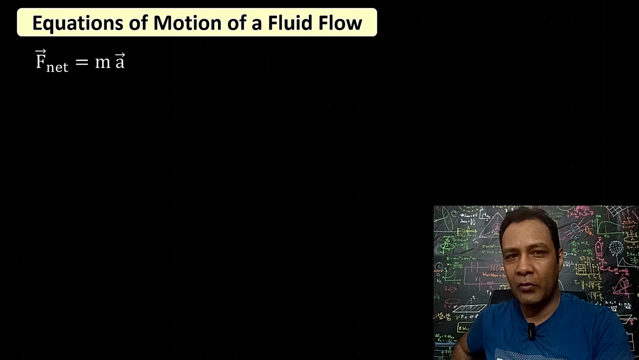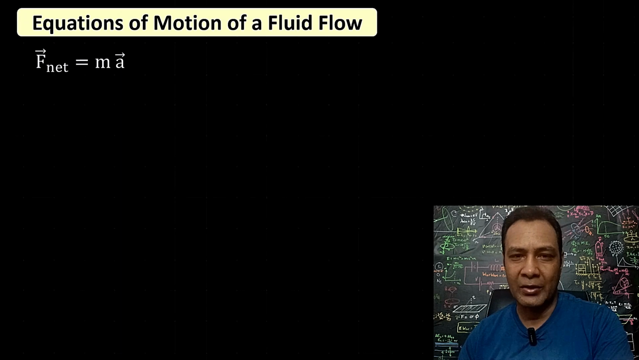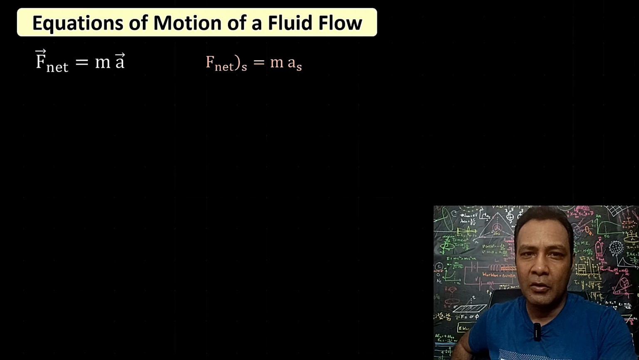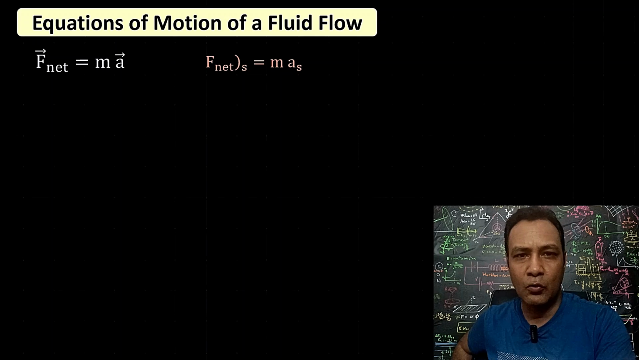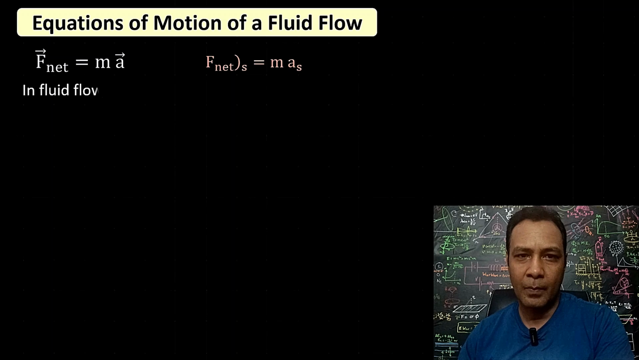In fluid flow, when we apply any equation, we apply it along a streamline. So suppose along a streamline S, I want to write this equation F = ma. Along that streamline S, the equation will become F along S is equal to mass into acceleration along S. To arrive at the equation of motion for a fluid flow, we need to know what forces are acting on a fluid in motion.